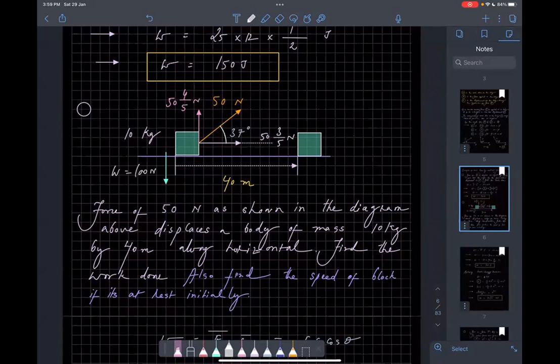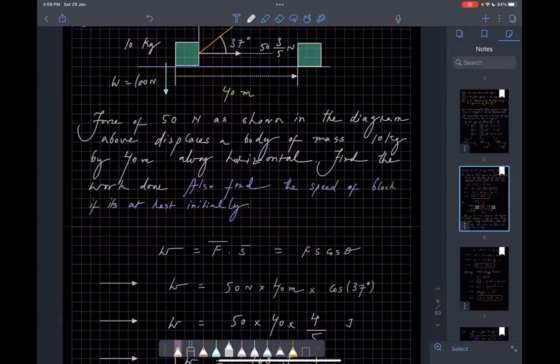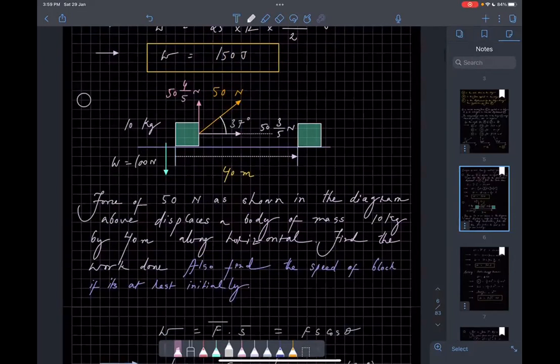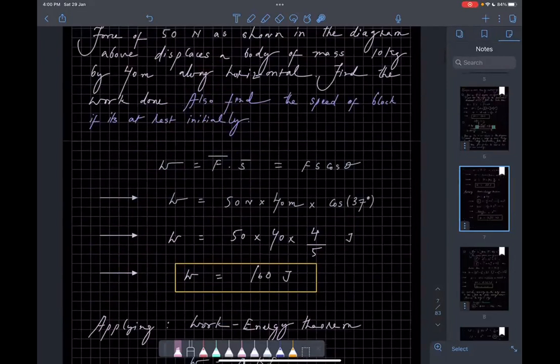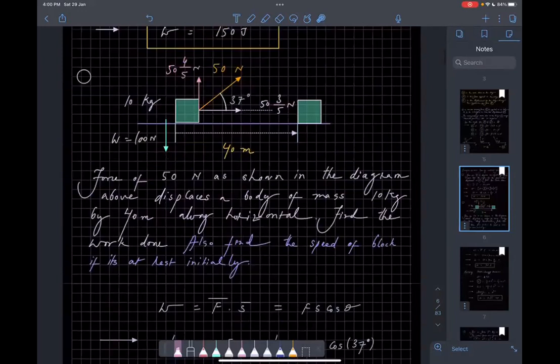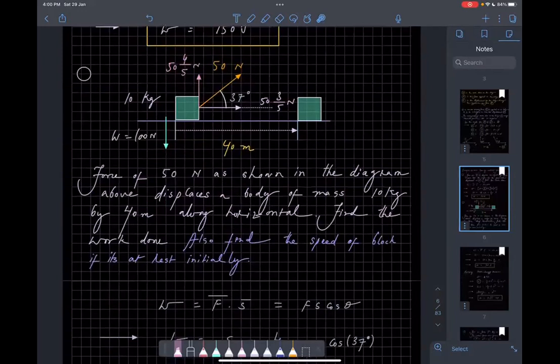Now, what is the work done? Tell me. Work done is 40 meters into, W equal to 50 into, what? 50 into 3 by 5 into 40. So basically, I have to take this component and do. So it is actually 30 Newton. 30 into 40 is the answer. No, not 30 into 40. Is it 30 into 40?